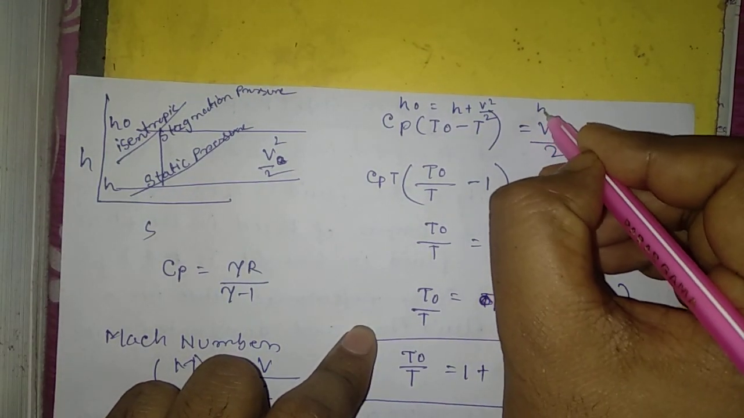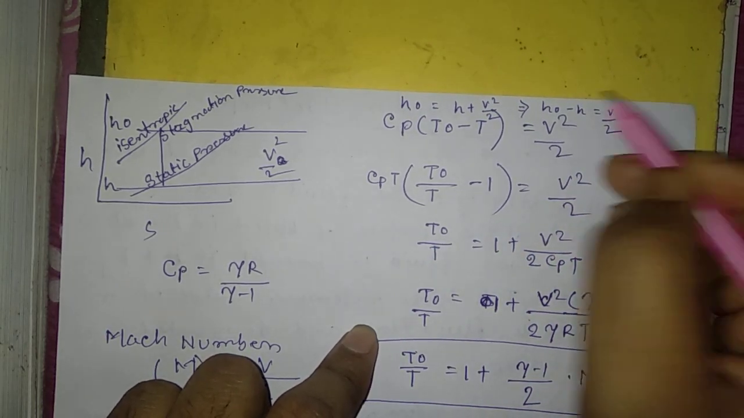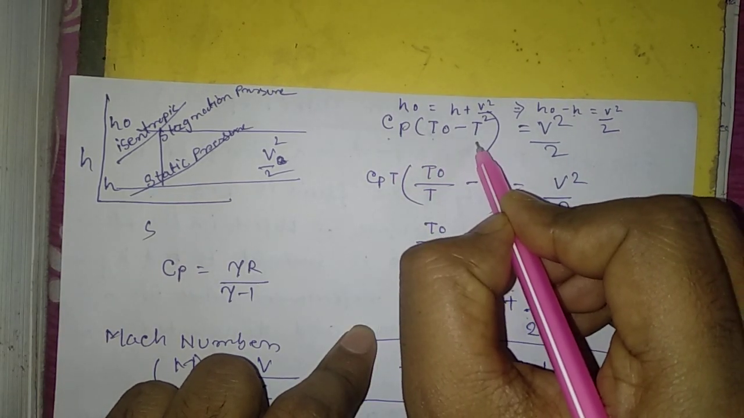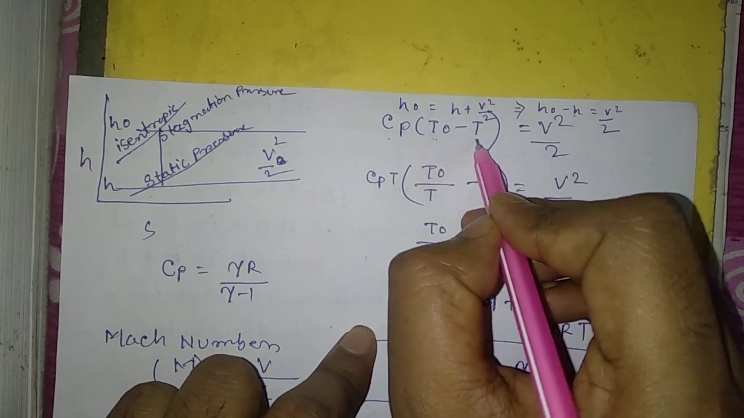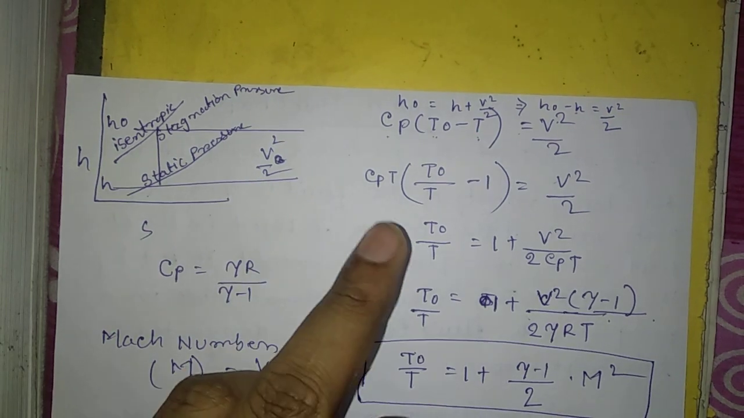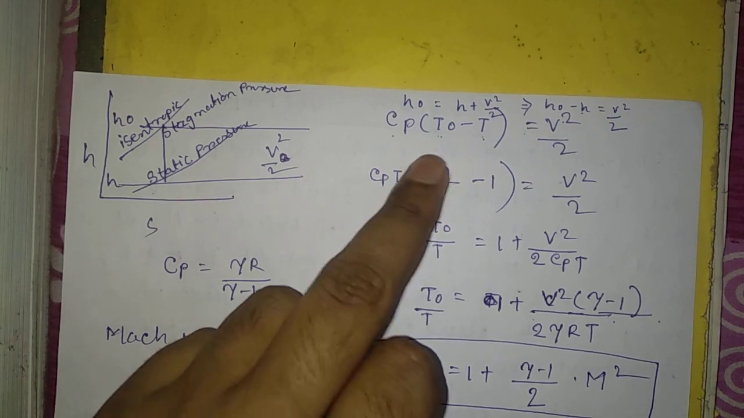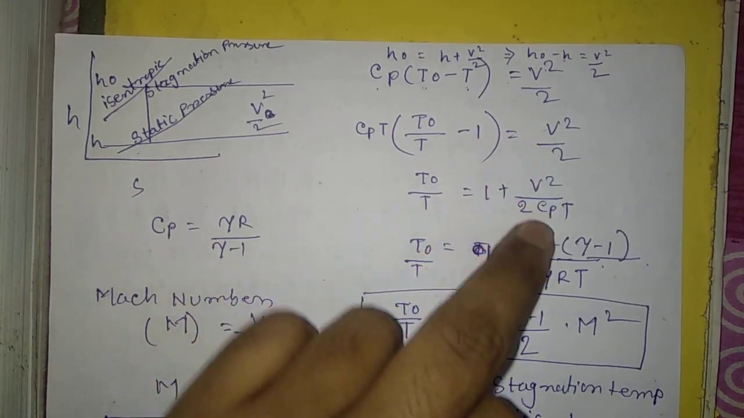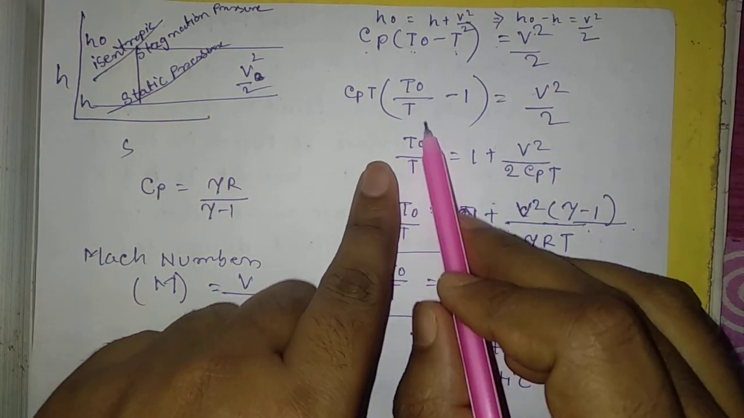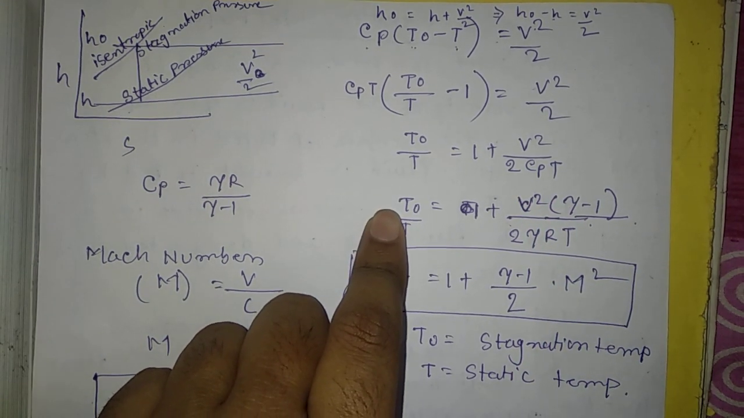And H0 minus H is equal to V square by 2. So H0 minus H is equal to Cp into (T0 minus T), where T0 is the stagnation temperature and T is your static temperature, is equal to V square by 2, which is the velocity, right? Now Cp into T will be common here, so Cp into T into (T0 by T minus 1) will be V square by 2. So T0 by T is equal to 1 plus V square by 2 Cp T, right?